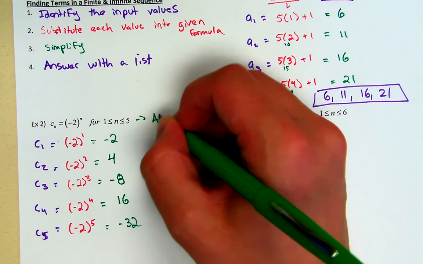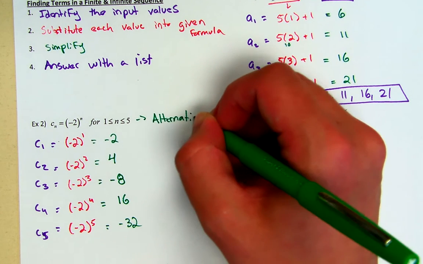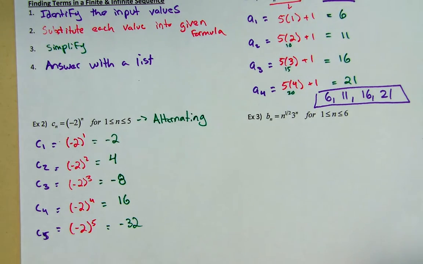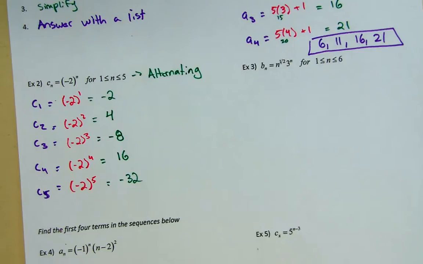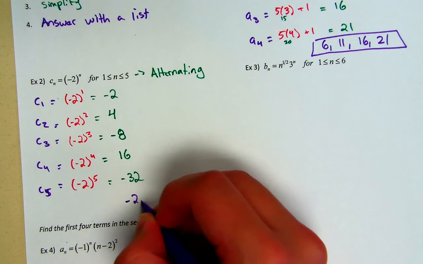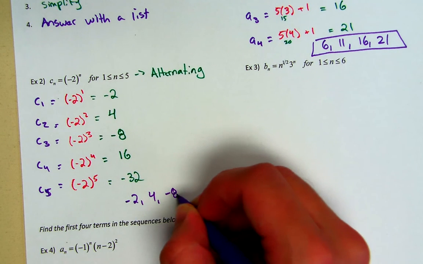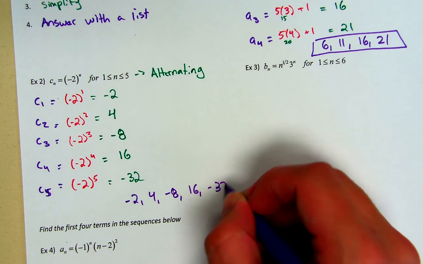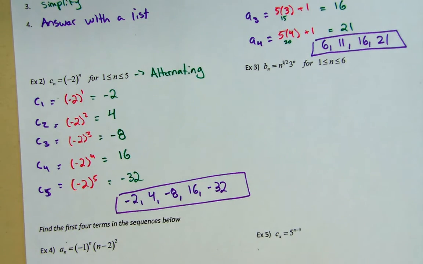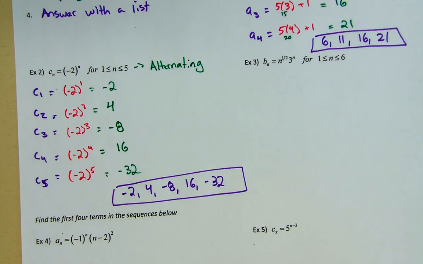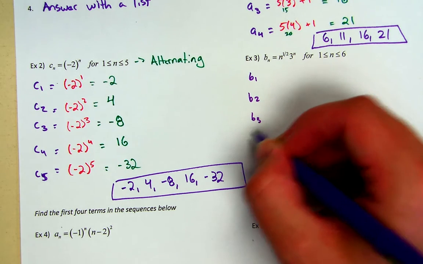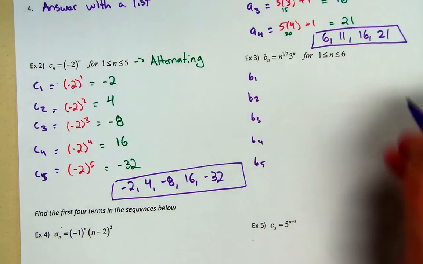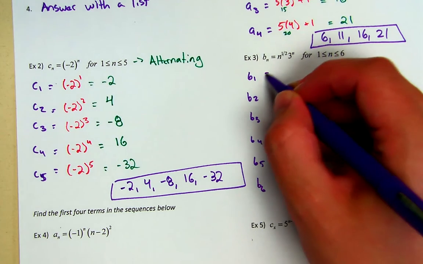Now notice this is alternating. We're actually going to go over that in a little bit, but right now we're just going to notice that each term alternates. So I need a list here: -2, 4, -8, 16, -32. And that's my list. Alright, I'm going to do one more with you, and then these last two are going to be for you to try. So B1, B2, B3, B4, B5, and I'm going all the way to B6 here.